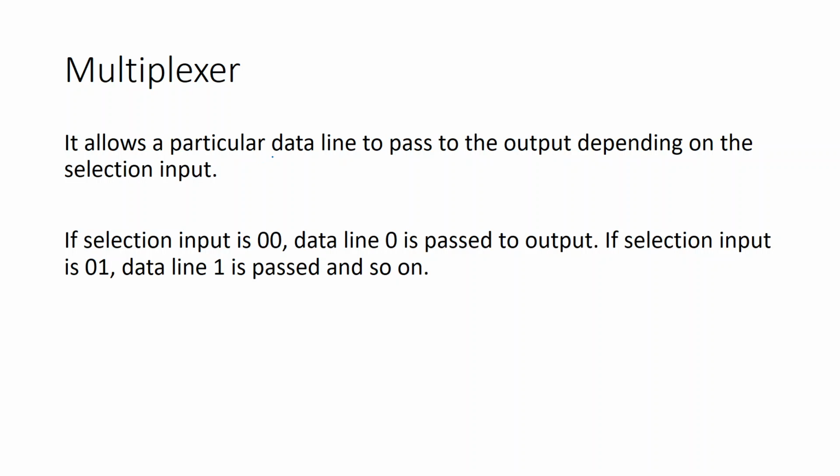One is data line. So a particular data line means there are several data lines, and it allows a particular data line to pass to the output. So there is an output, depending on the selection input. So there are selection inputs. There are three different types of pins in this particular multiplexer block.